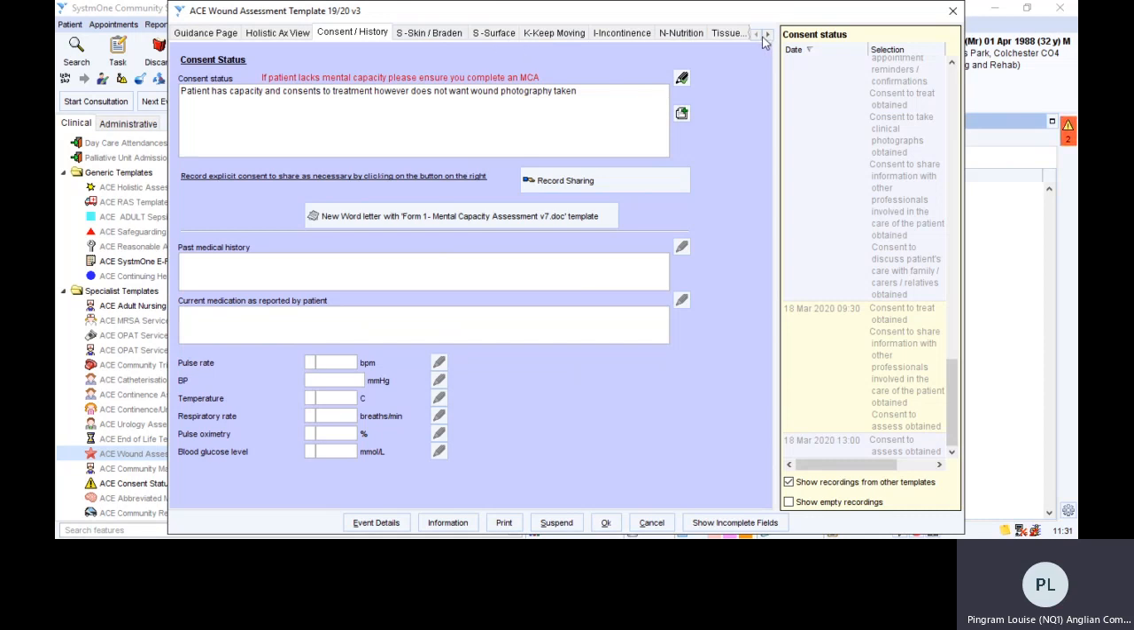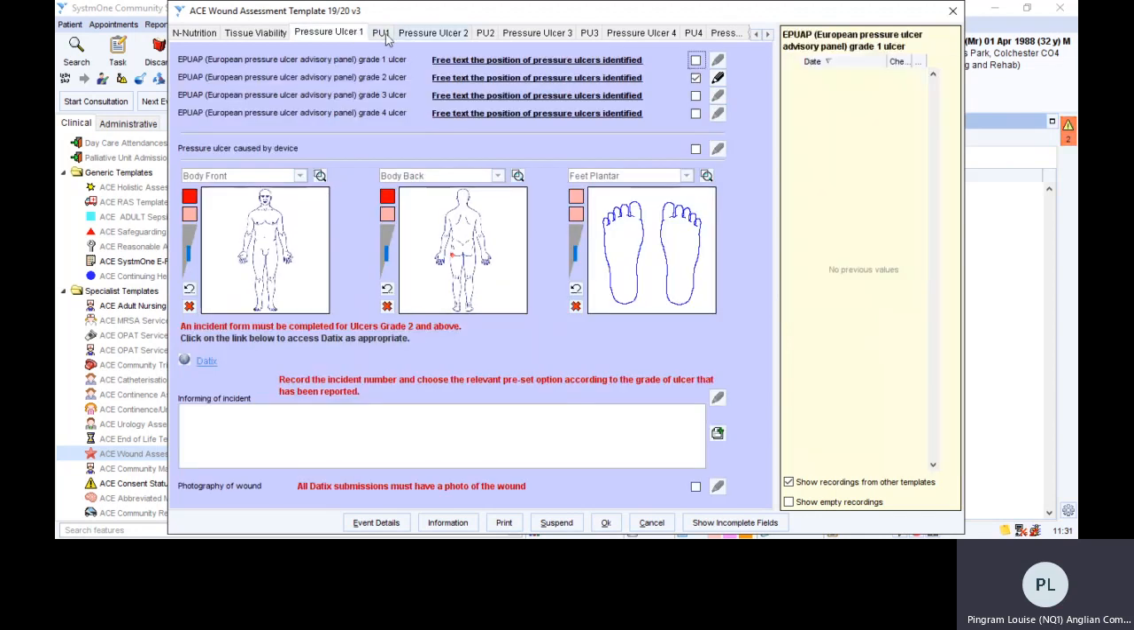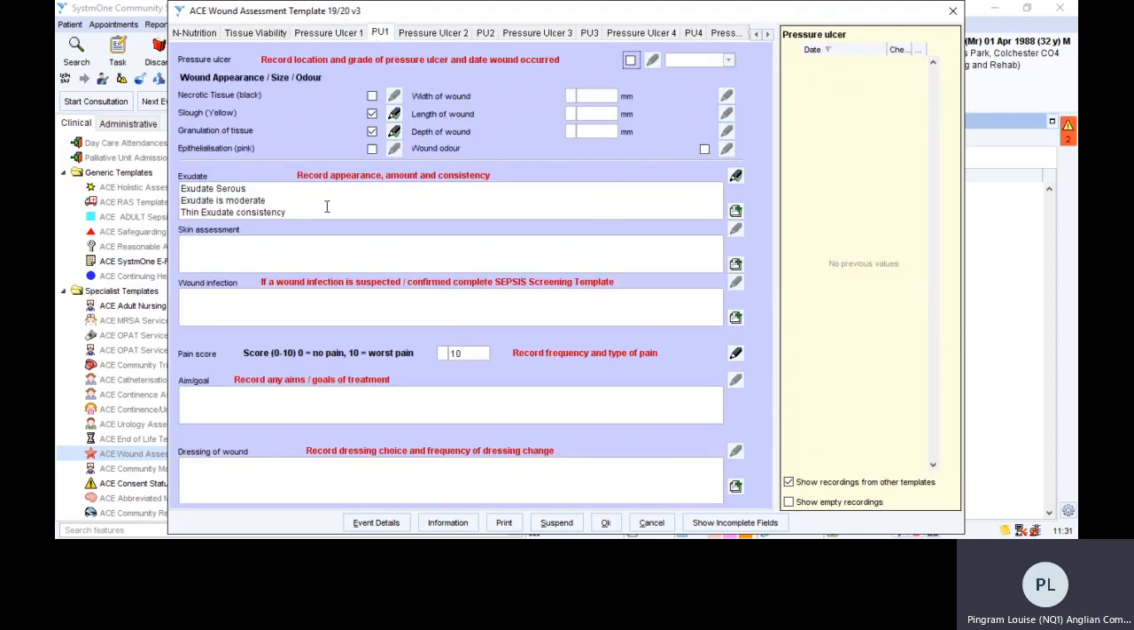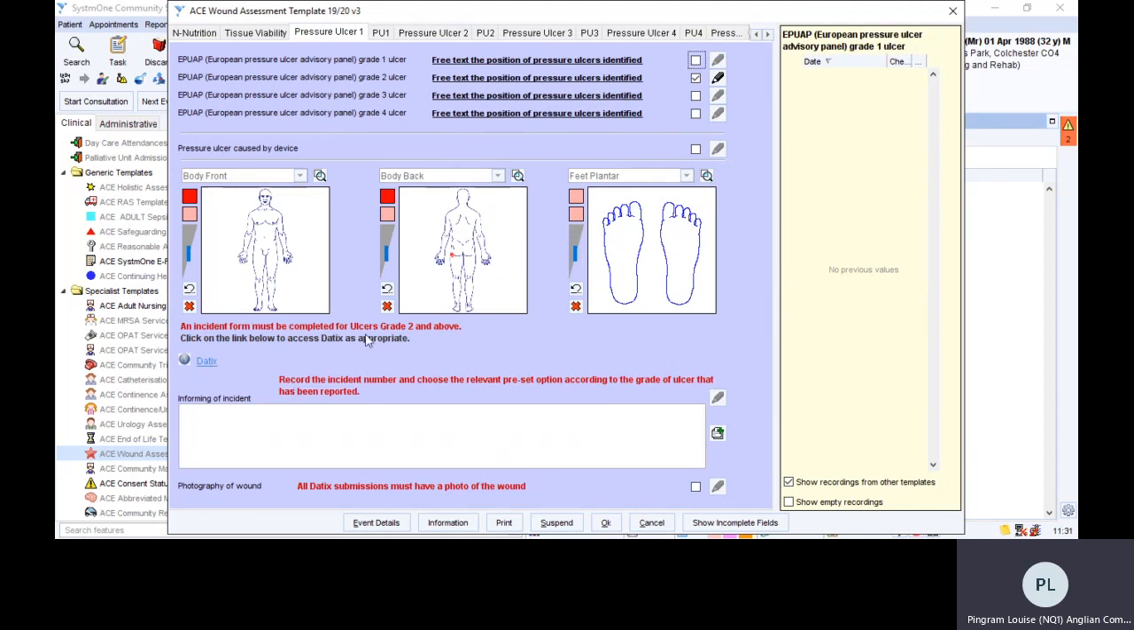You'd look at your ESSKIN. Really, each assessment we should be acknowledging ESSKIN, and then for whatever wounds you are assessing, you'd use these tabs, whichever one's relevant, to write what you have seen on that patient's wound, and obviously writing about where the wound is and any Datixes that you've submitted.